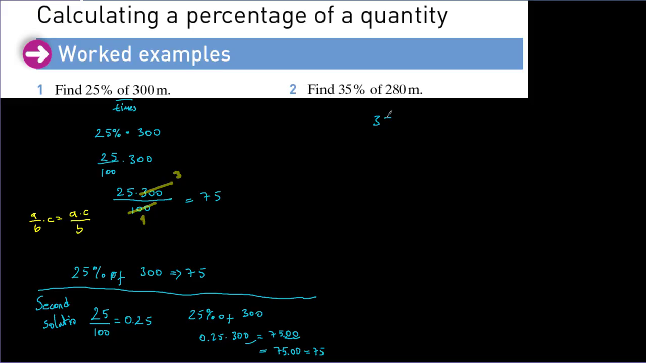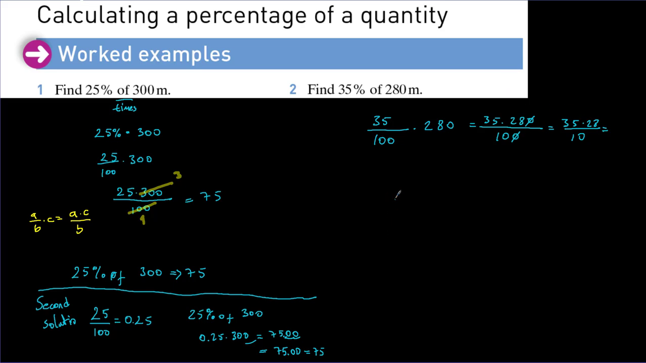So 35% of 280, I'm going to use the first method again, 35 over 100 times 280. It should be the answer. And then it's going to be equal to 35 times 280 divided by 100. And this one we can cancel, which means that our operation becomes 35 times 28 over 10.